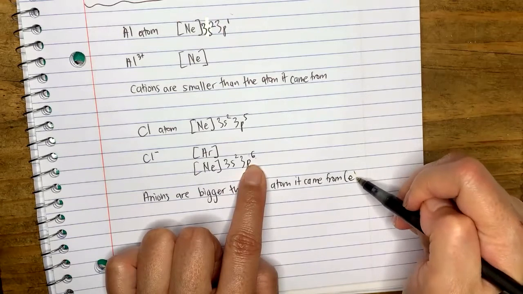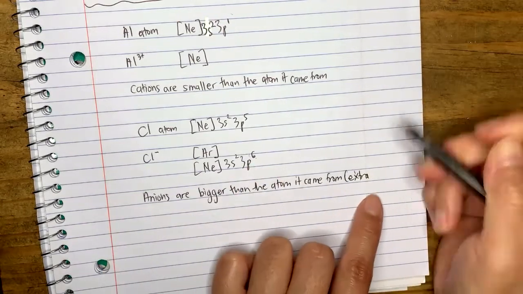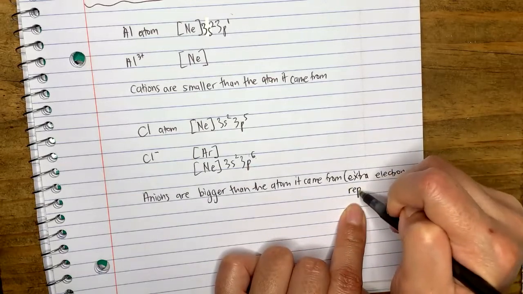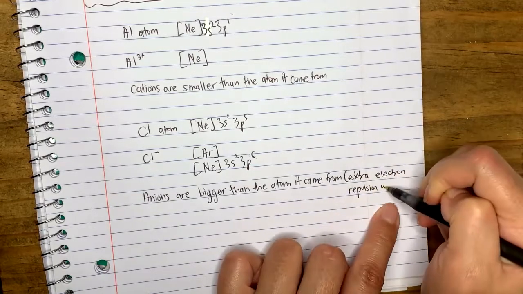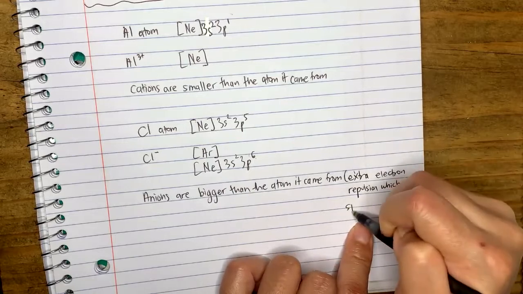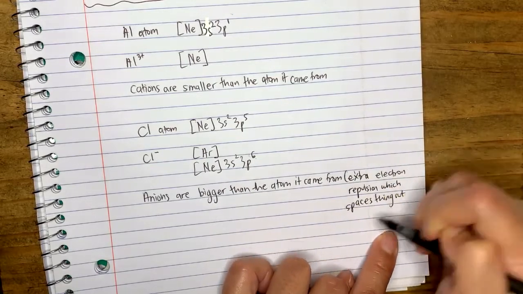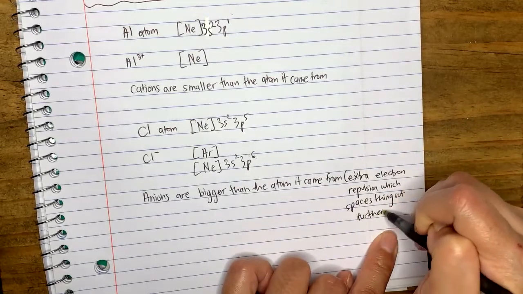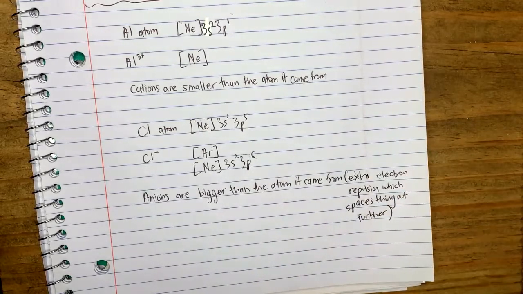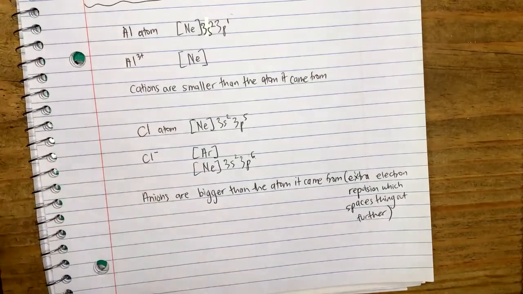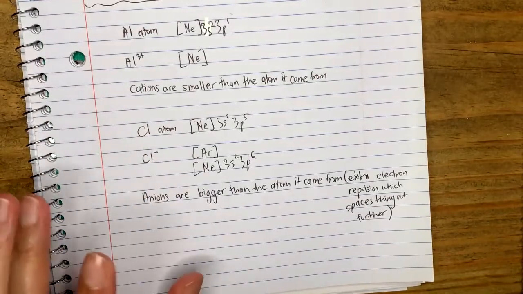You have extra electron repulsion, which spaces things out further. So it makes it bigger, basically. It's repulsing, gets to be a bigger space. Okay, so that's that. So if I asked you, which one is bigger?